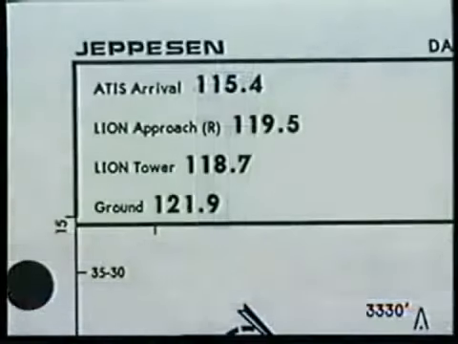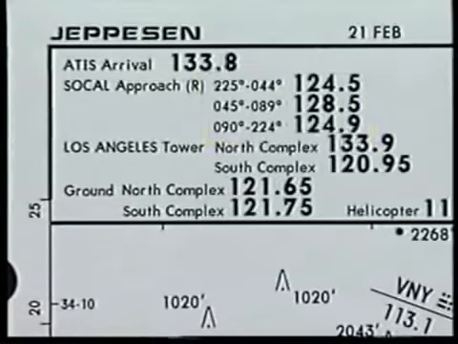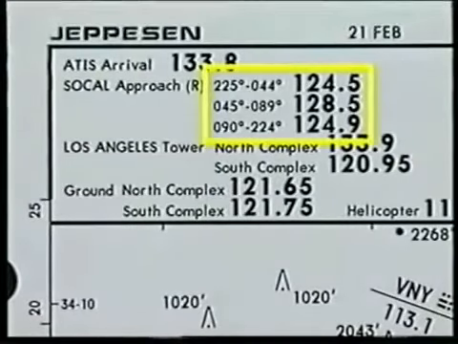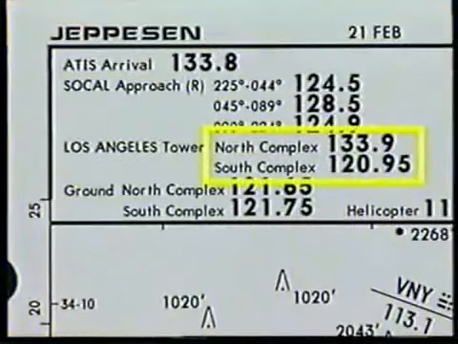Moving to the communications box, notice that the frequencies are listed in the normal sequence of use when arriving at an airport. ATIS, approach, tower, and then ground. At larger airports, separate frequencies may be used, depending on the sector from which you're approaching. At Los Angeles International, the approach control frequencies are sectorized. There are also different tower frequencies, depending on whether your destination is the north or south complex.